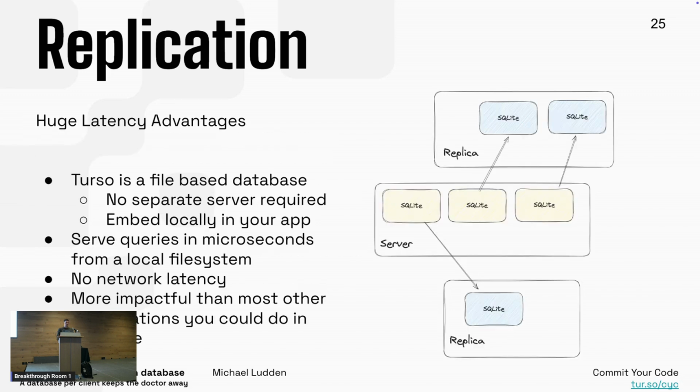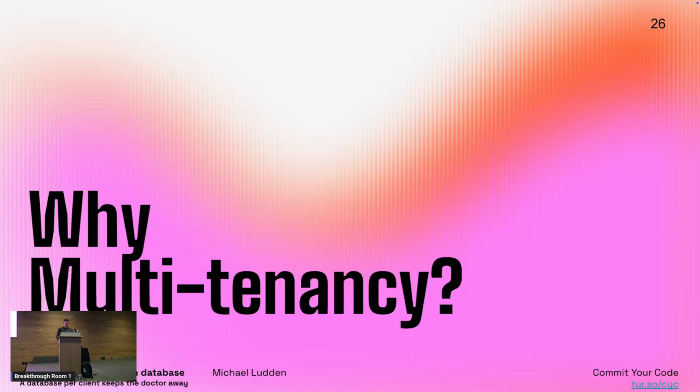There's also huge latency advantages to replication. Turso is a file-based database. As I said, it's based on SQLite, so there's no separate server required to be running. It's embedded locally in your app, and that means you can serve queries in microseconds, not milliseconds, from a local file system with absolutely zero network latency. There's no egress that you have to deal with. That's more impactful than most of the other optimizations you can actually do in software. It's just sort of an architectural benefit that's simple.